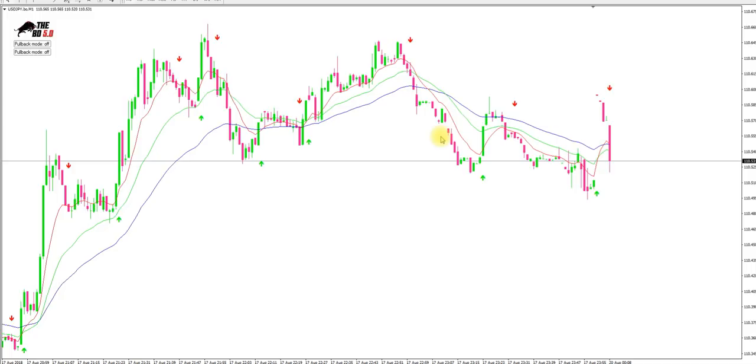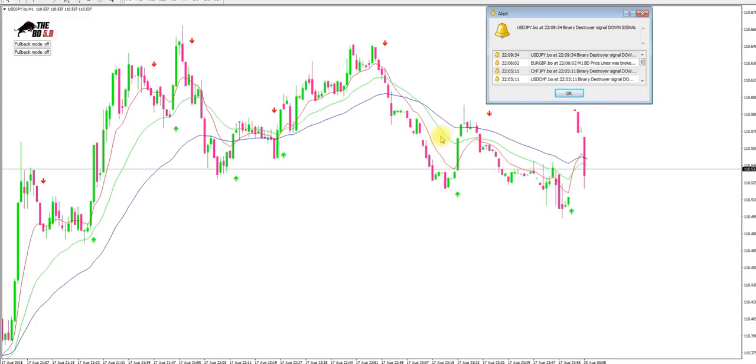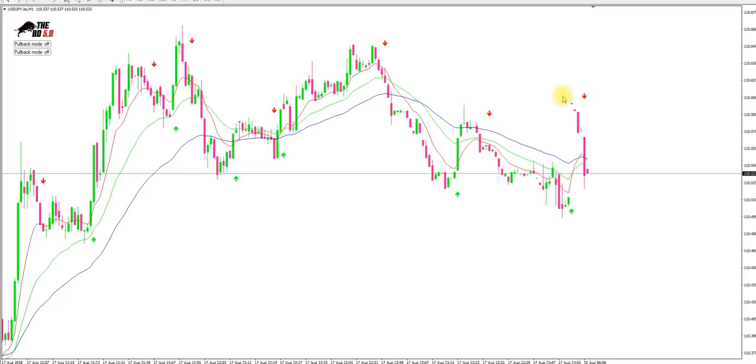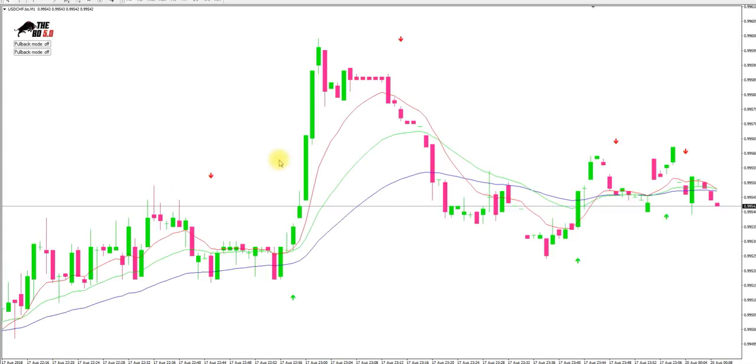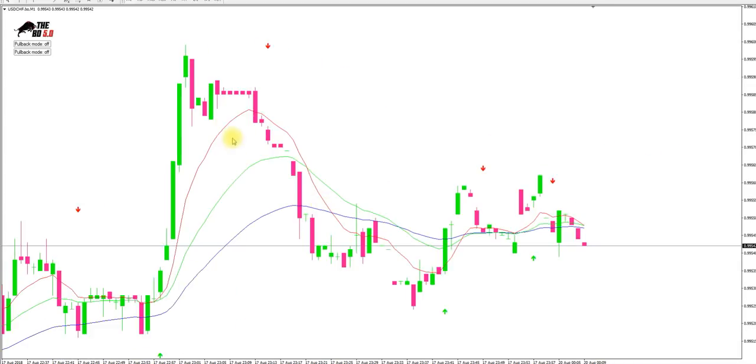I think the biggest failure of the people in the VIP group is choosing the correct currency pair, because I see it time and time again where they'll try and trade a currency pair that is like this. It's just choppy. We've got price above it, price below it, price above it, price below it. You don't want to be trading currency pairs like this.